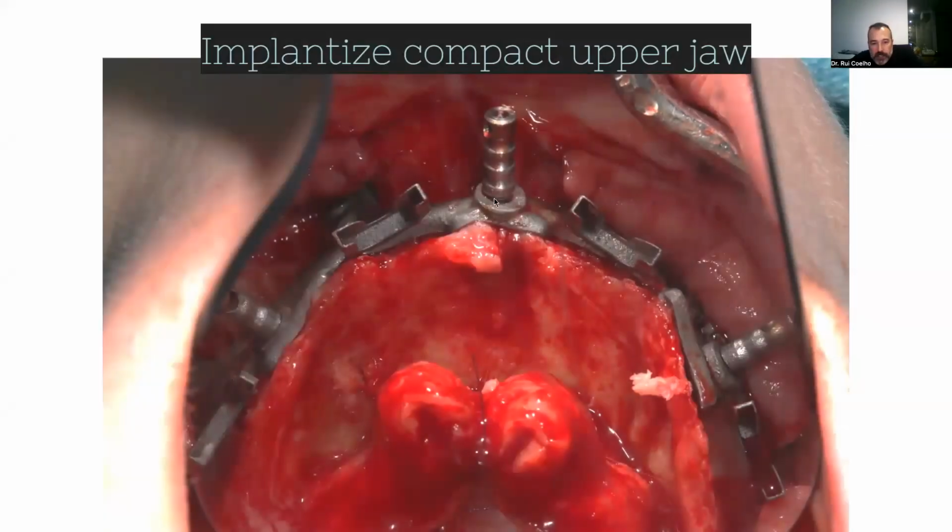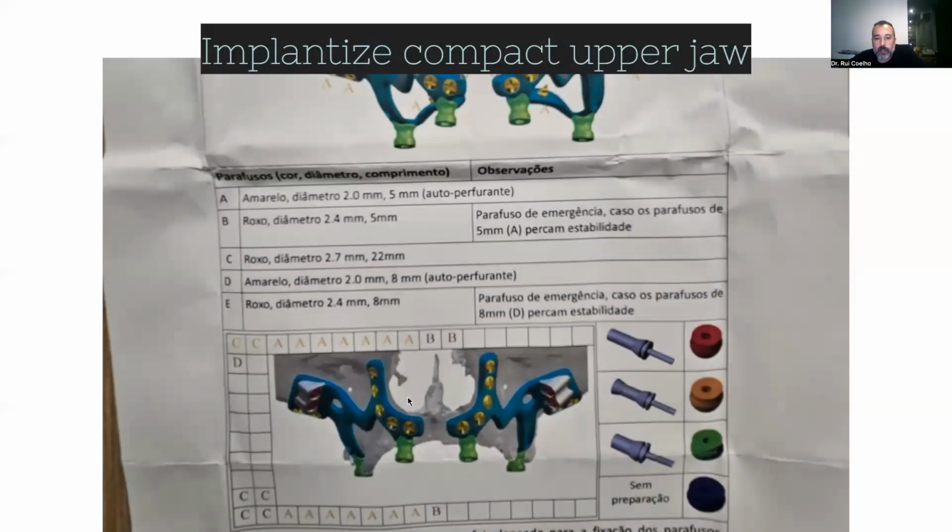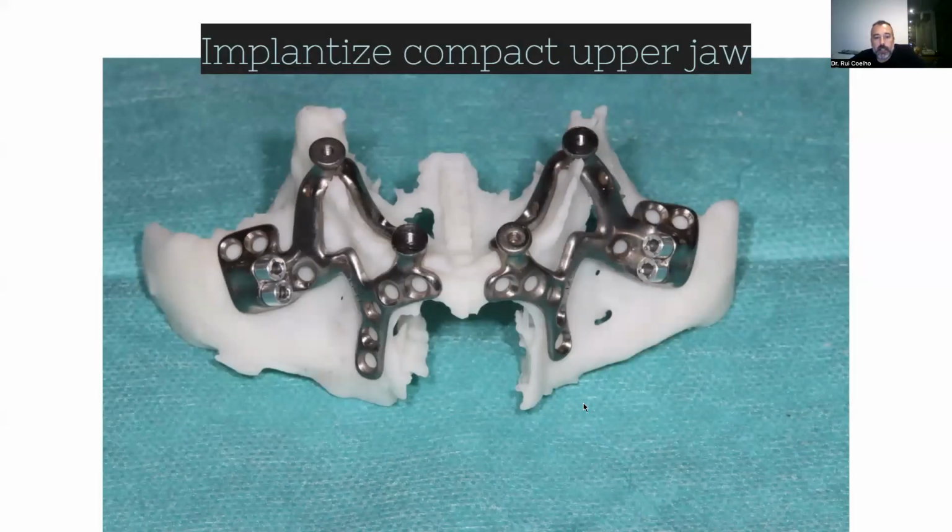So it is placed, okay, and after it is placed, we have to do the bone preparations. And we have here which drills we should use, by color. In this case, it was only one drill, the green drill, sorry, the green burr. And this is the implant. The implant comes with these small guides for preparation of the zygoma.